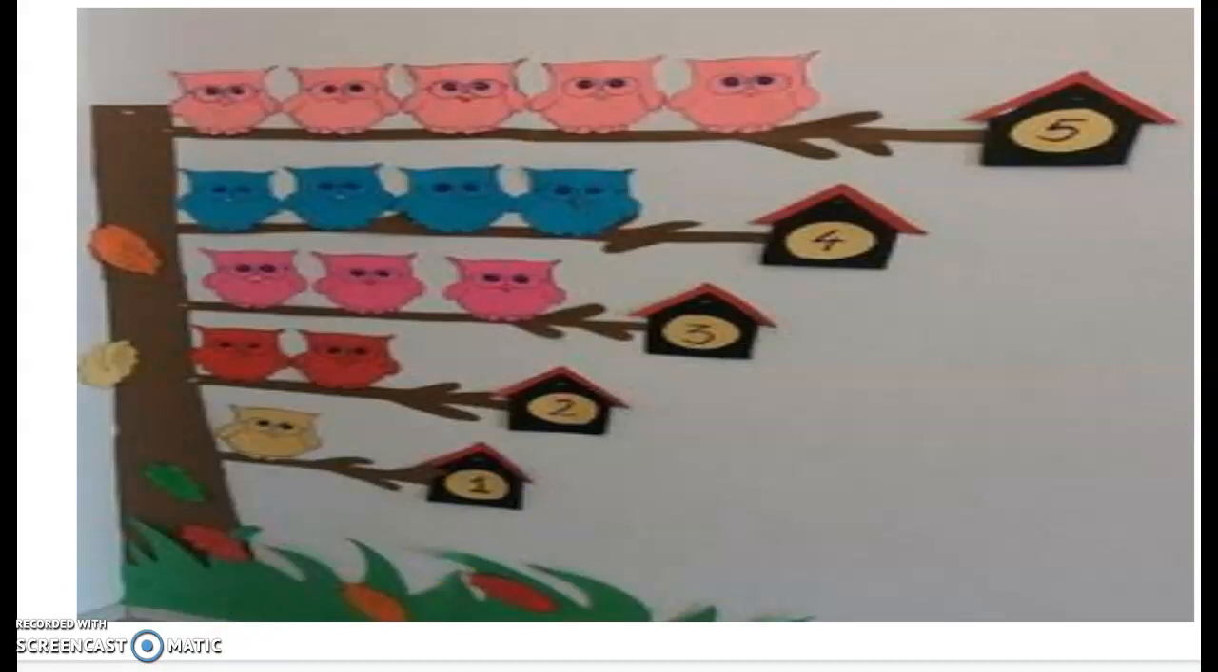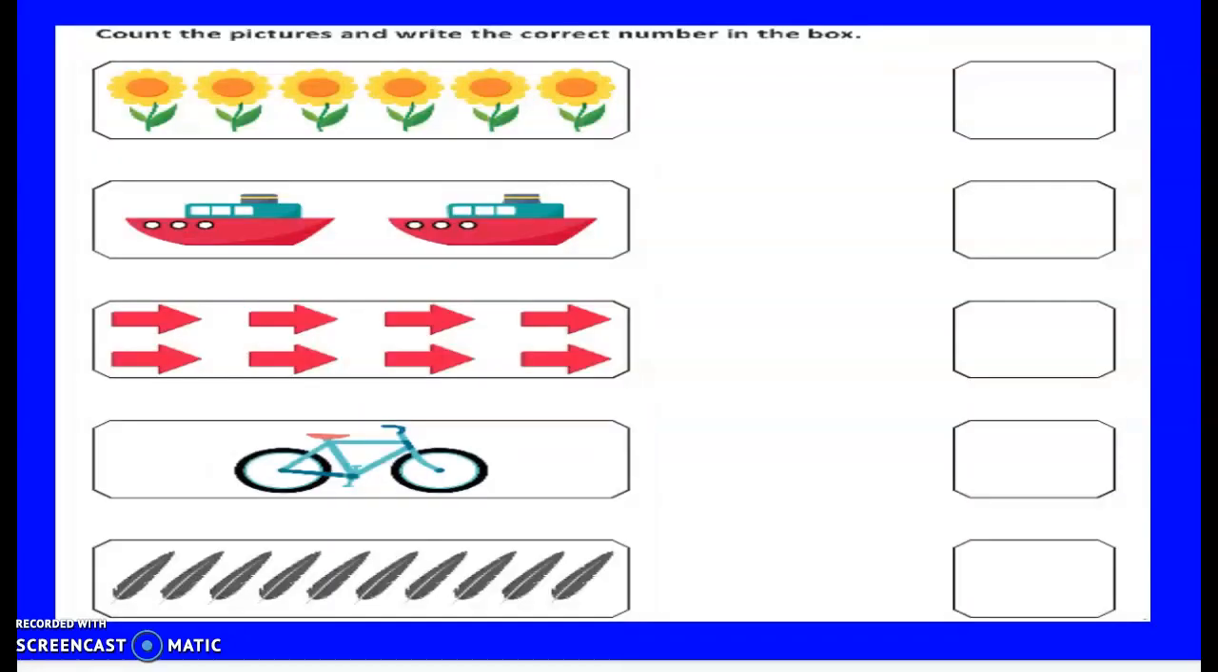Okay? Did everyone understand? So now we are going to do some exercise. Okay? Now children, we will count the pictures and we will write the number in the box. Okay? You will do it with me?